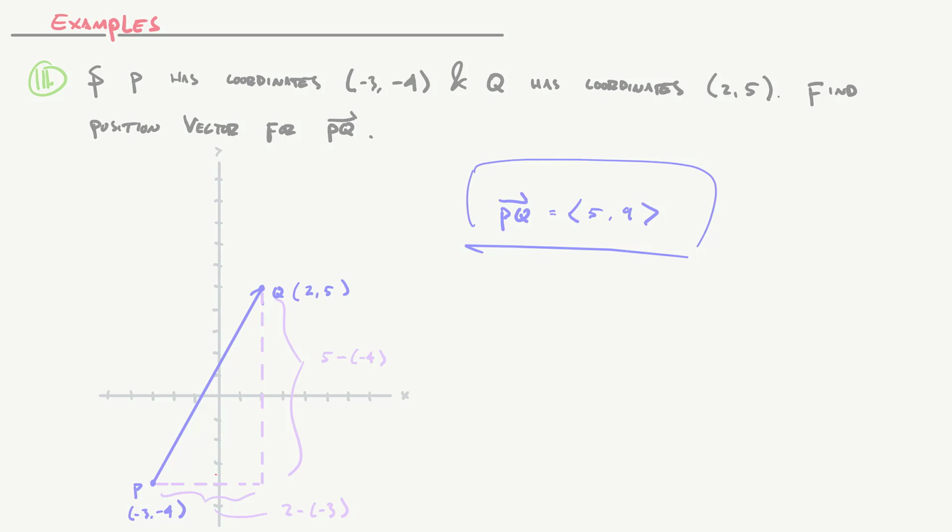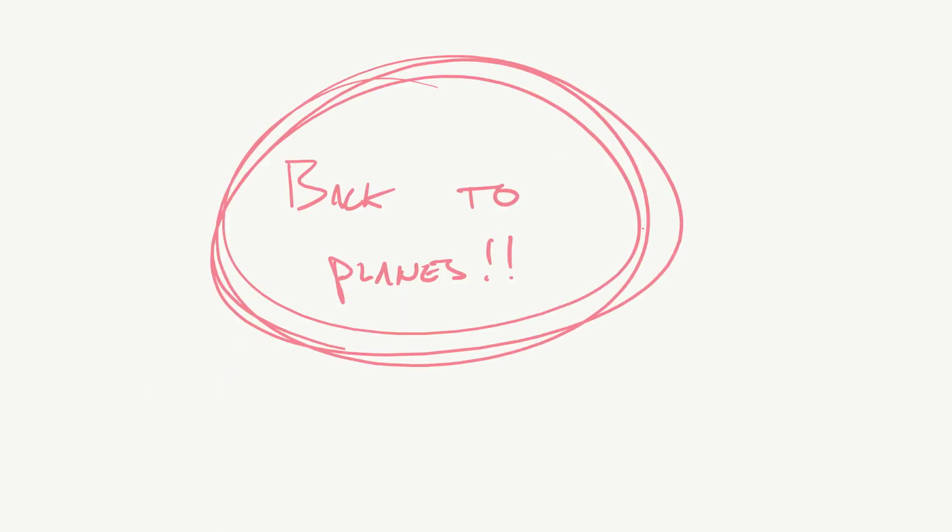That's probably the easier way to do it, especially if these numbers are really, really big. Then it's harder to just visually shift stuff around. Just use x2 minus x1 to find your horizontal component and y2 minus y1 to find your vertical component. All right, let's talk about planes again.